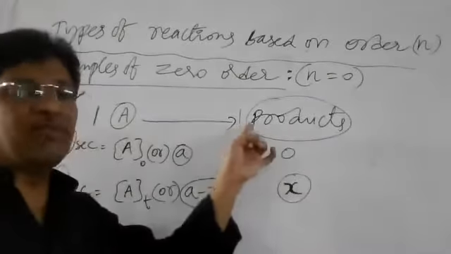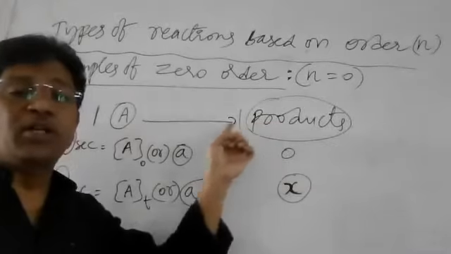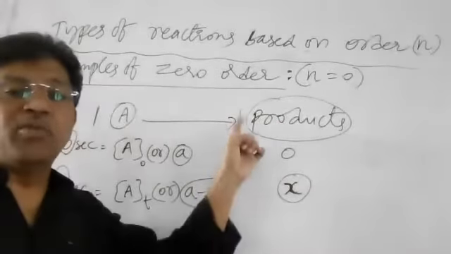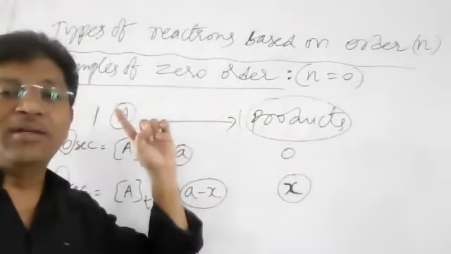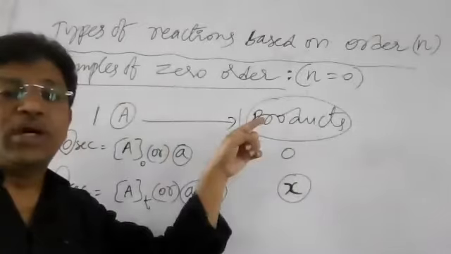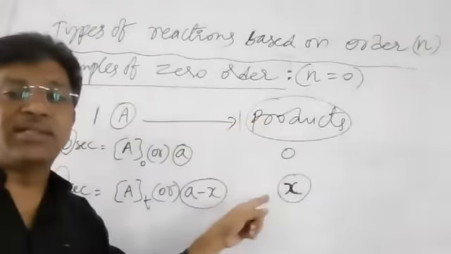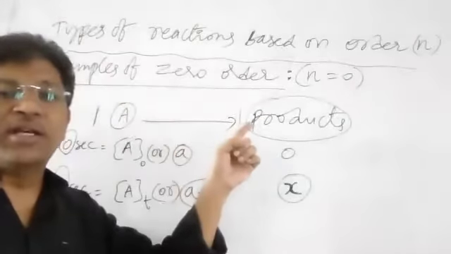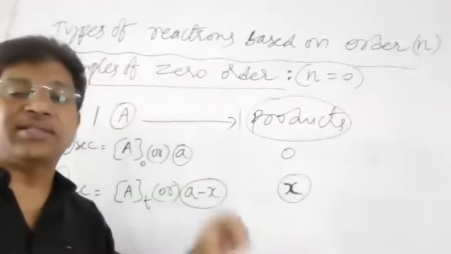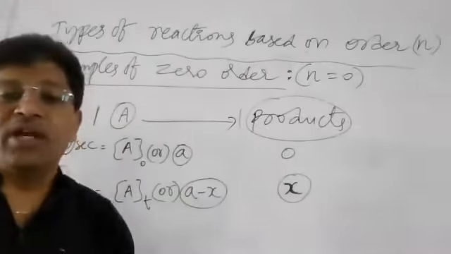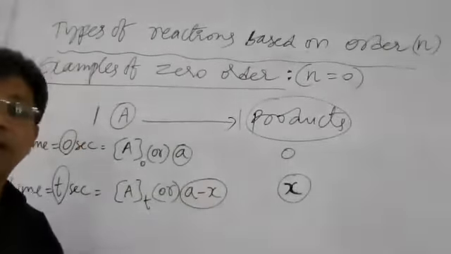If it is 2 moles of product, 2x will form. If 1 mole of A gives rise to 3 moles of product, then 3x. If 1 mole of A gives n moles of product, then nx. Like this we take it here. We have already discussed this concept in chemical equilibrium.